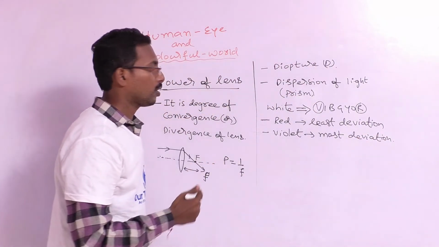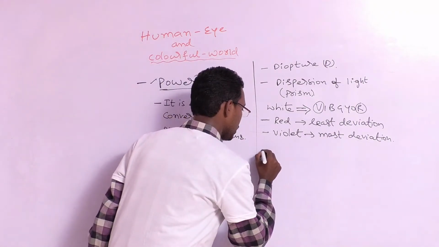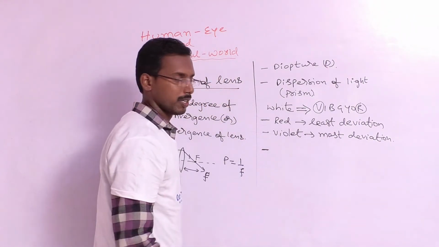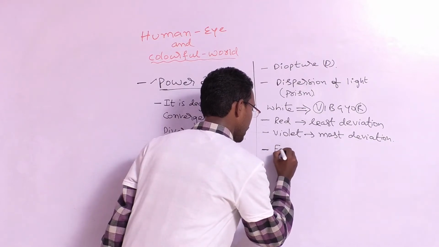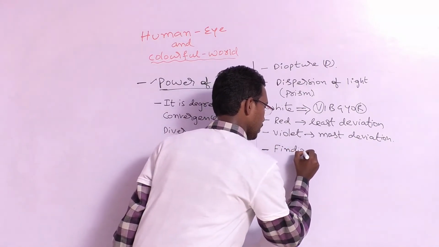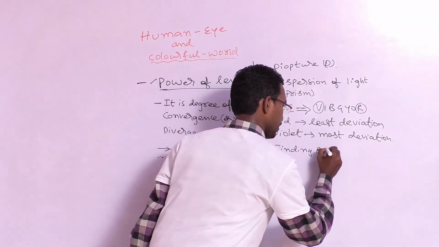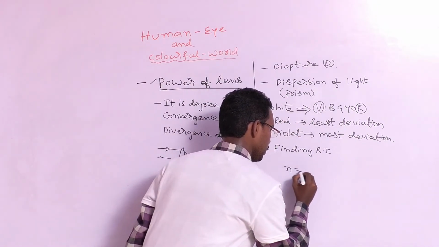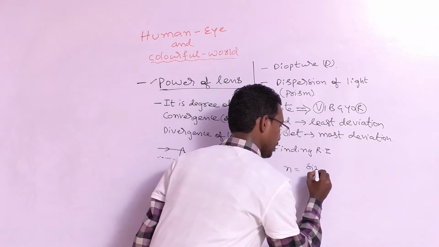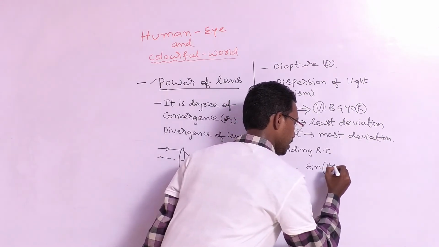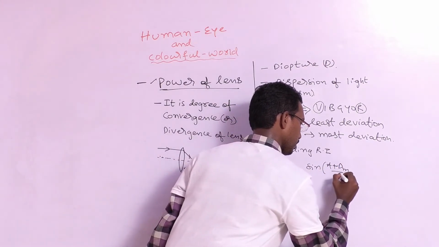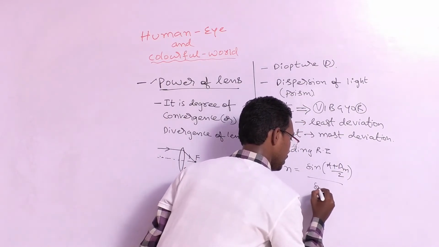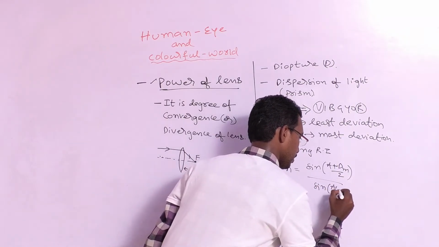Okay, by covering these topics, we will come across the concept of refractive index of a prism, finding the refractive index of a prism. The refractive index is nothing but n equal to sin((A + Dm)/2) divided by sin(A/2).